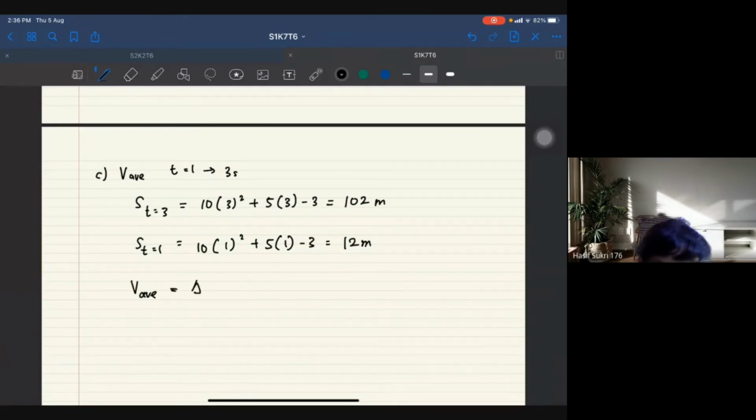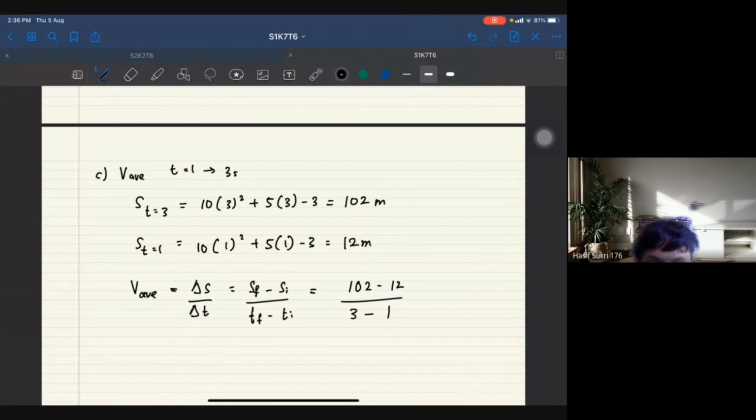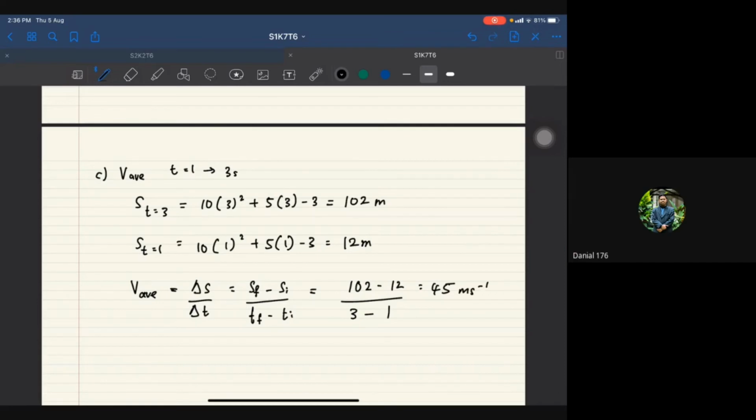equals to delta S over delta T, which is basically S final minus S initial over period of time, which is T final minus T initial lah. So I got 90 divided by 2, which is 45. 45. Okay, good, very good.